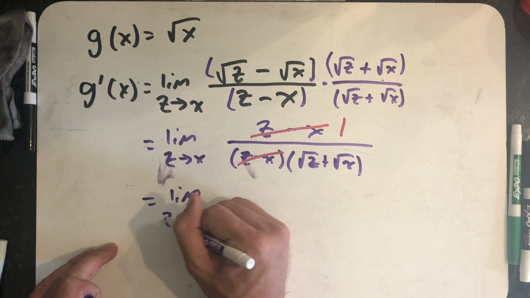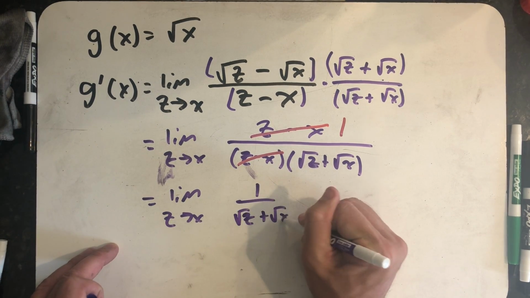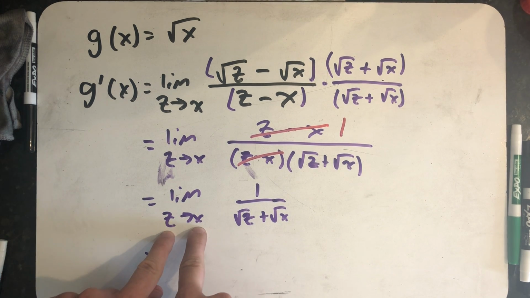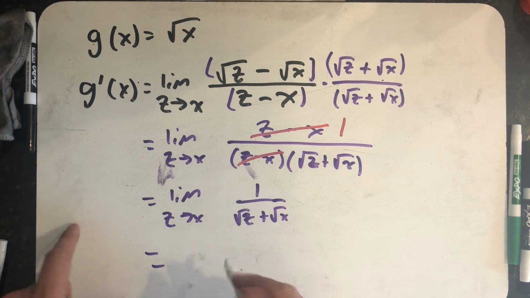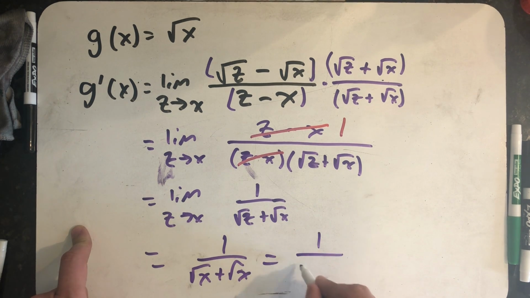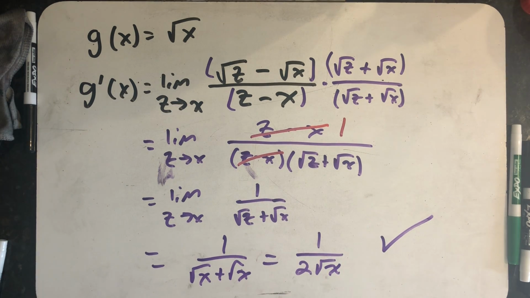So this is the limit as z approaches x of 1 over root z plus root x. I'm not dividing by 0 anymore. I can evaluate this limit. z is getting closer and closer to being x, which means this becomes 1 over root x plus root x, or 1 over 2 times the square root of x. We just found the derivative of the square root of x. All right, so that's a perfectly valid way to do it. You can also do this using the original definition of derivative. I want to show you another way to go about doing this particular problem.